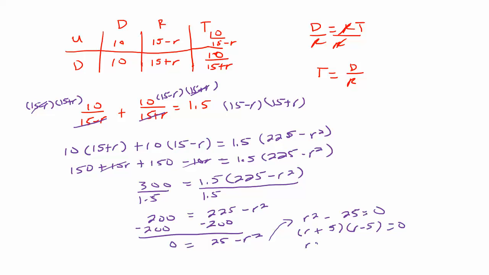Set each one of those factors equal to 0. And we see that one solution for the rate of the current is -5. The other solution to this equation is +5. Now in this word problem, since we're trying to find the speed of the current, it would only make sense for the speed to be positive and not negative. So my final answer, the speed of that current would be 5 miles per hour.